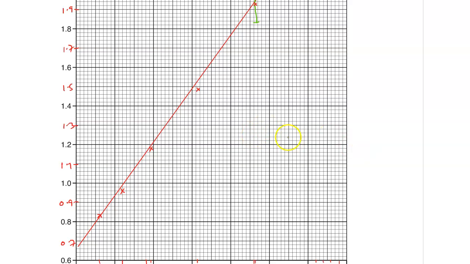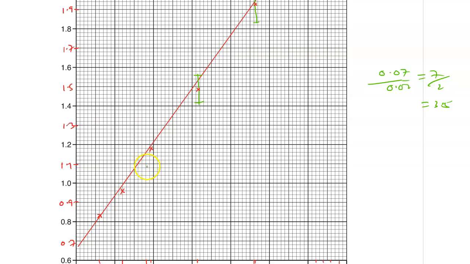For this point here, the uncertainty is 0.07. 0.07 divided by 0.02. This is 7 divided by 2, which is 3.5. So basically, this is in between here. So 0.5, 1, 2, 3. My error bar, the other error bar is there.